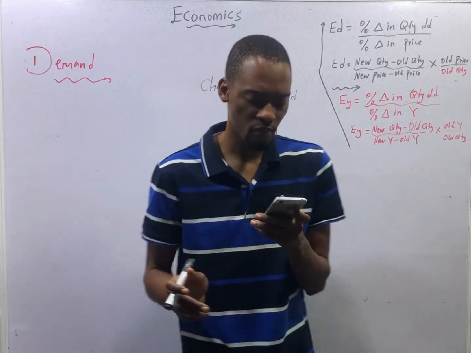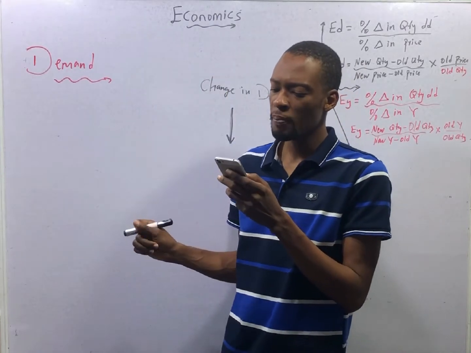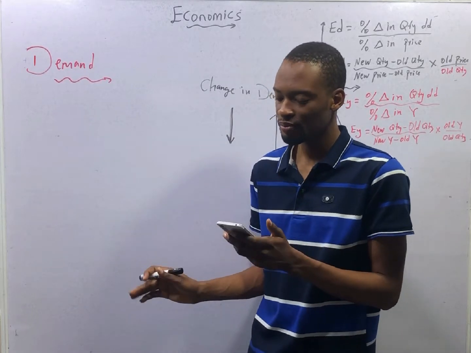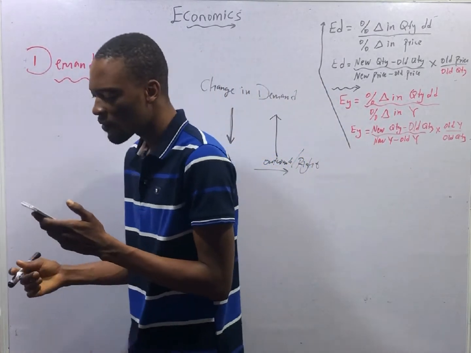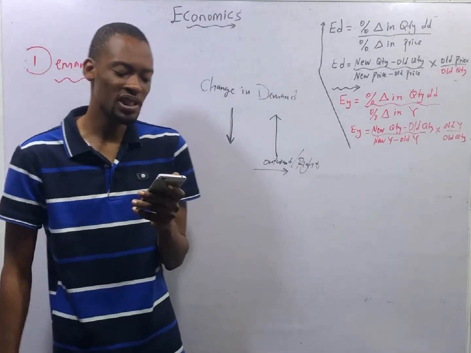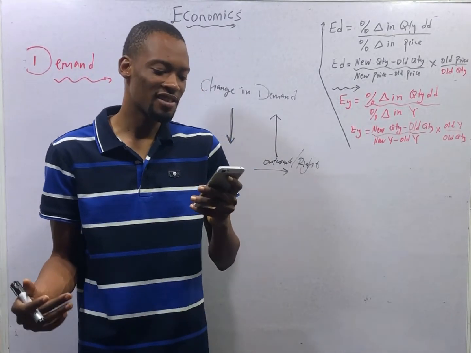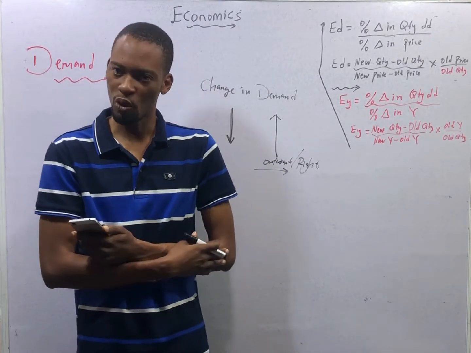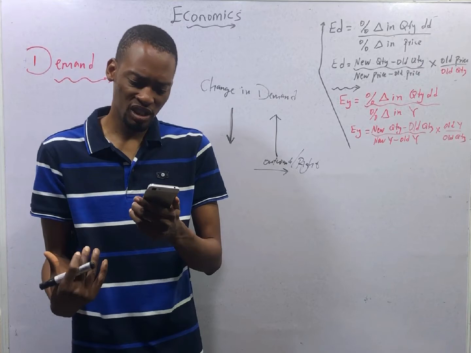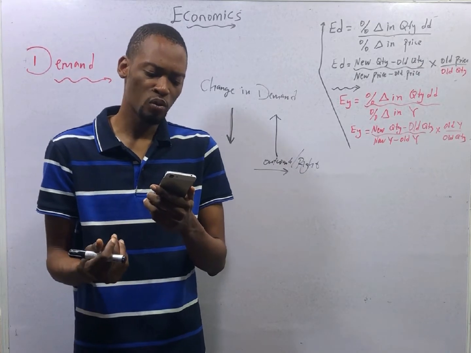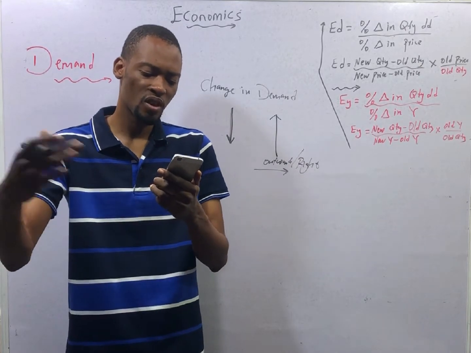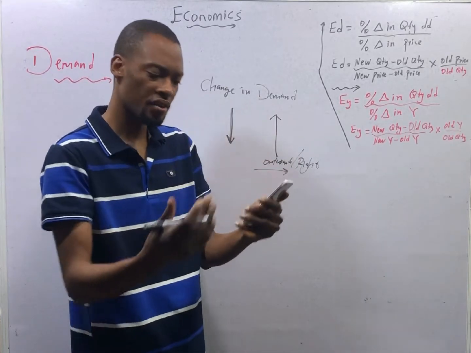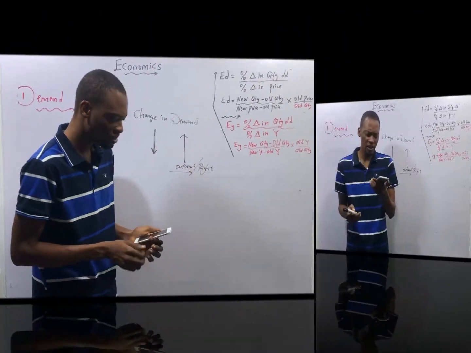And the next question, a rise in income ceteris paribus brings about dash. Ceteris paribus means all things being equal. So all things being equal, a rise in income will lead to rightward shift or outward shift of the demand curve, because there will be an increase in demand as income increases.